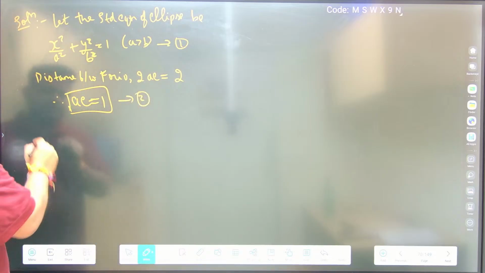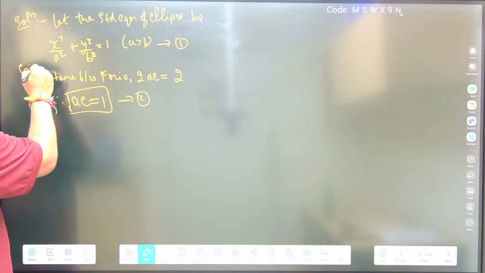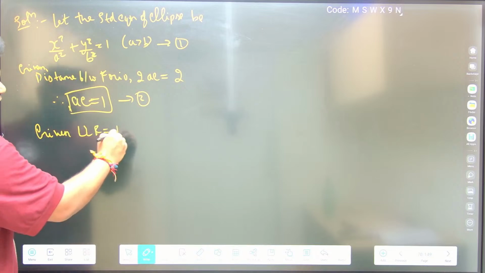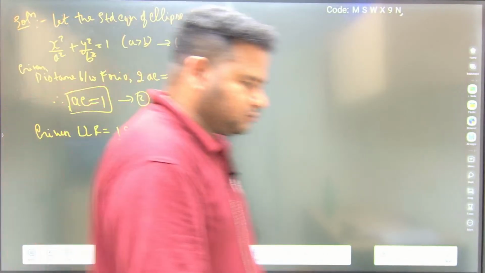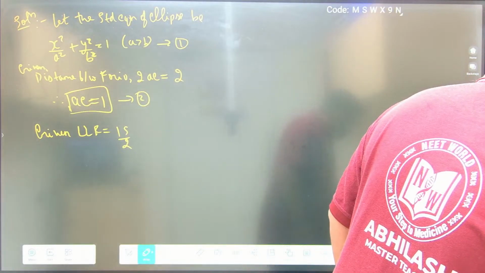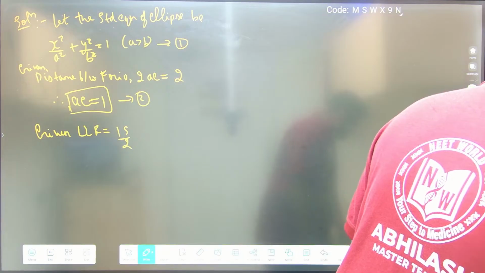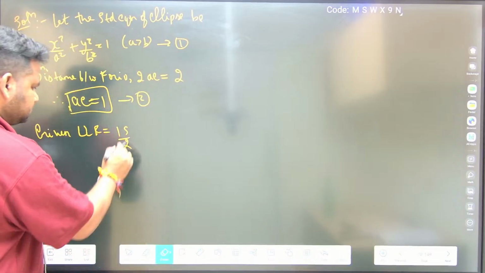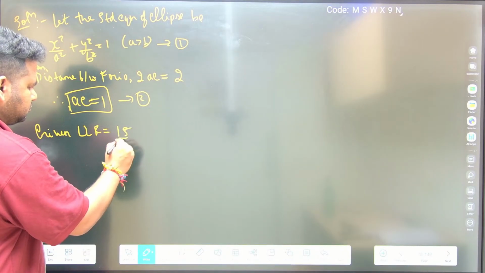Now it is given here also the length of latus rectum is 15 by 2. Okay, the length of latus rectum is given to be 15 by 2.